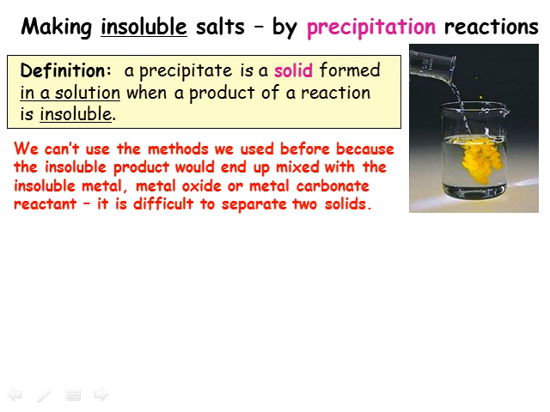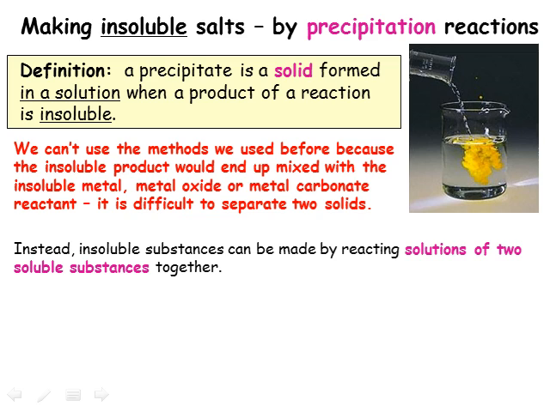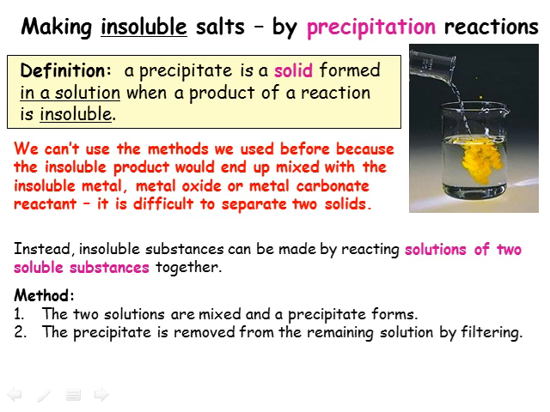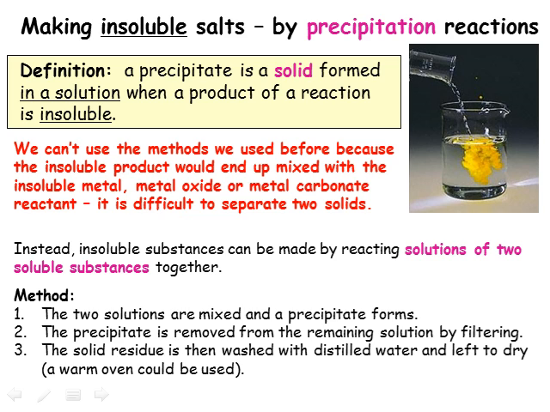A precipitate is a solid formed in a solution. It's easy to separate the solid precipitate from the rest of the solution by filtering. To make an insoluble salt, we react two carefully chosen soluble salts together. The method consists of mixing the two solutions together to form the precipitate, filtering to collect the precipitate and get rid of the unwanted solution, then washing and drying the solid precipitate.